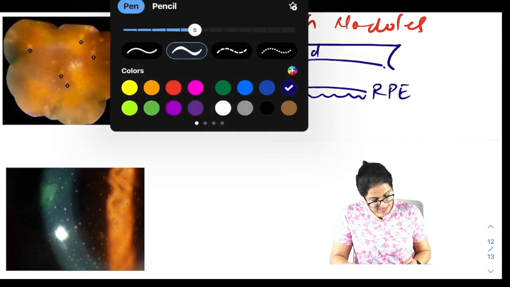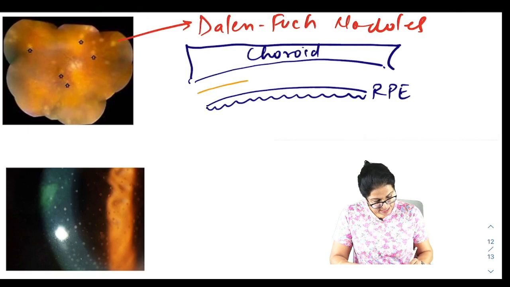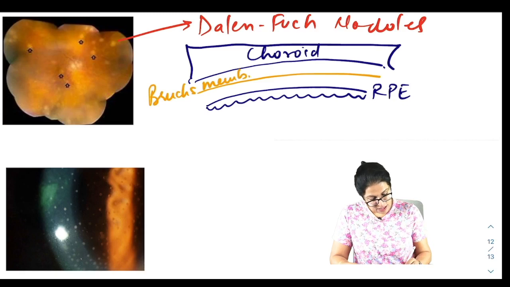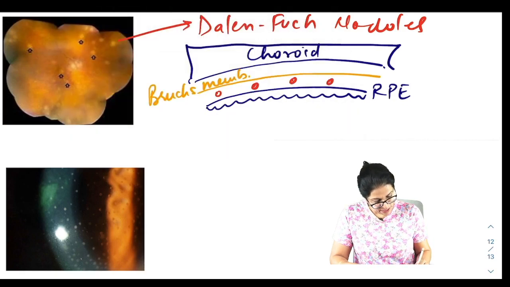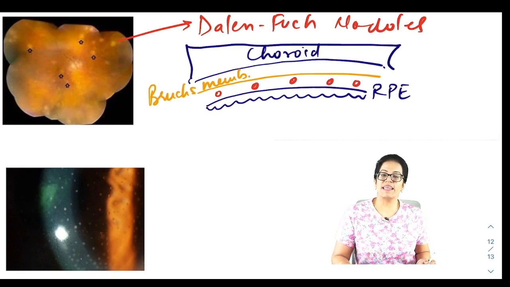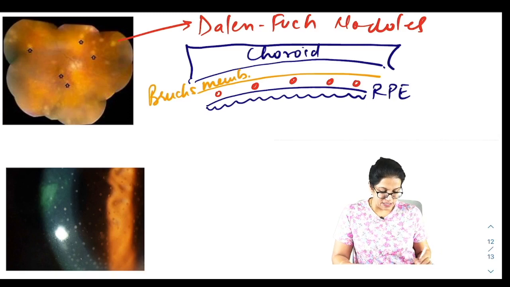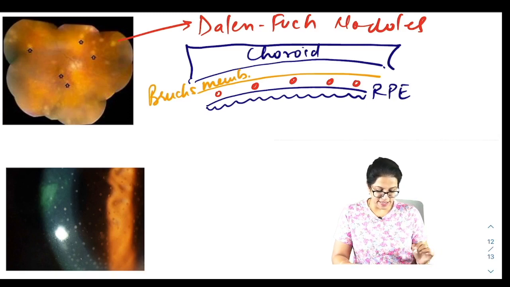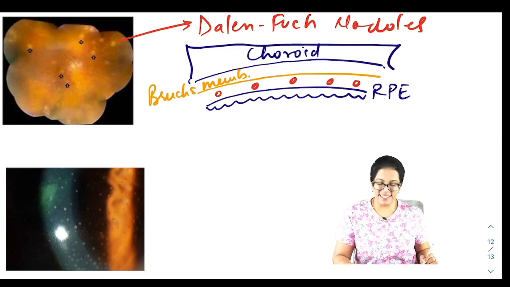So there is a membrane between the two, which is the inner layer of the choroid. This is your Bruch's membrane, right? This is your Bruch's membrane. So what do we see? That nodules are present between the Bruch's membrane and the retinal pigment epithelium. So between Bruch's membrane and retinal pigment. This is what you have to know. These are called Dalen-Fuchs nodules, right?